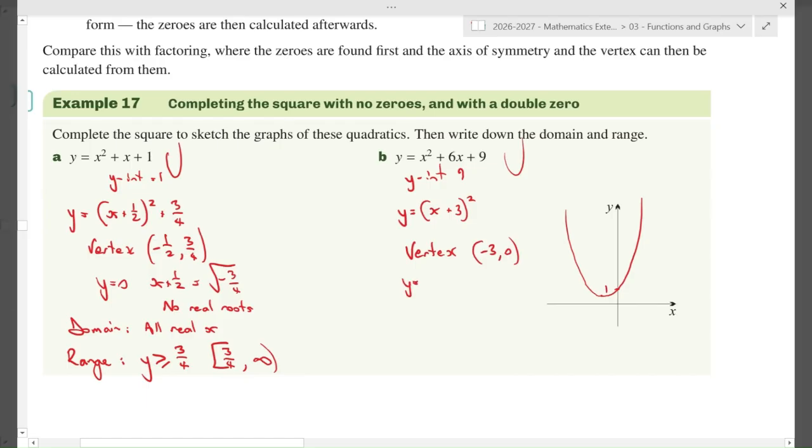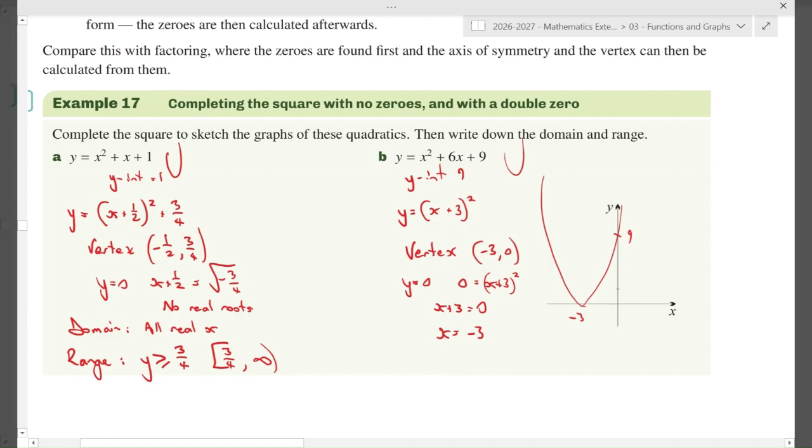So that's my vertex. If I chuck in y equals 0, I get 0 equals x plus 3 all squared. What am I going to get? Well, I'm going to get x plus 3 equals square root of 0, which is just 0. X equals minus 3. So what I've got is a double root at x equals minus 3. Cool. And then that one should have gone through 9.